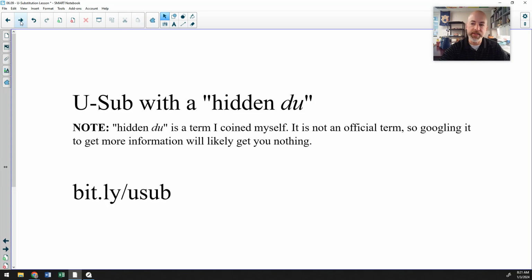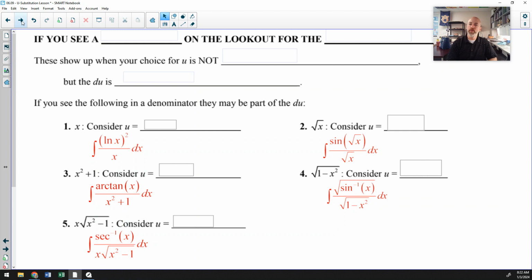And hidden du is not an official term. I made that up myself, so don't bother Googling it to find more information because it'll probably just direct you back to more things made by me. So let's talk about what the hidden du is.